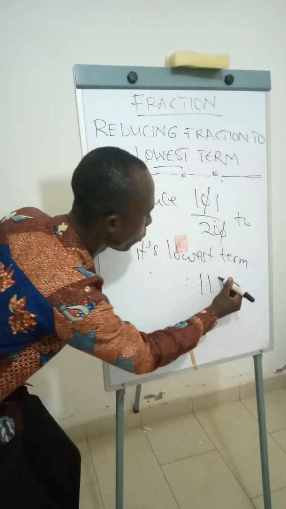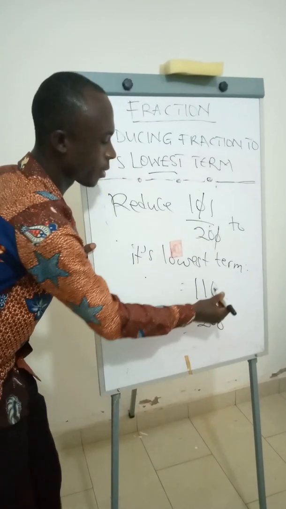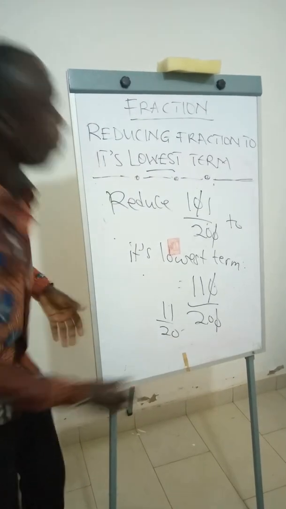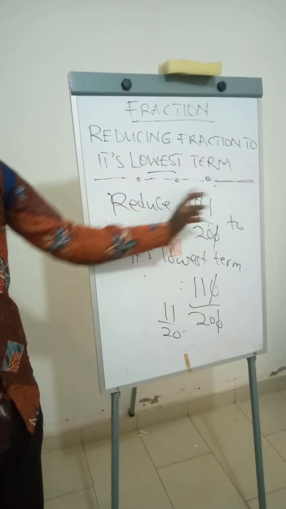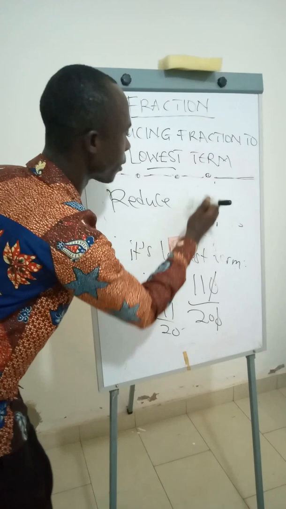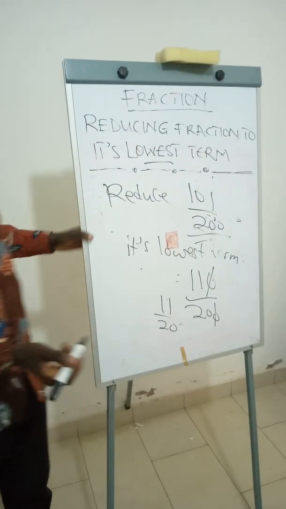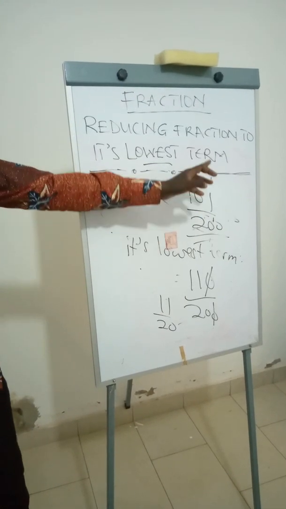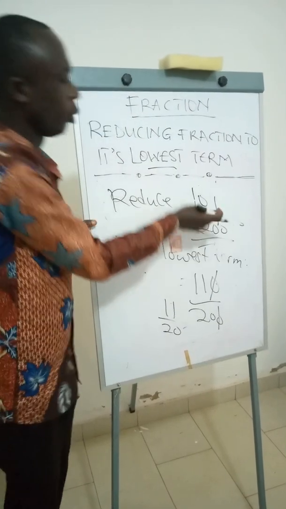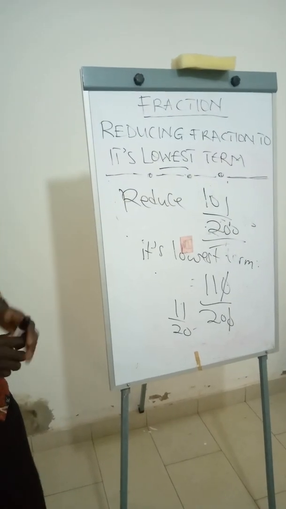But if the question were 110 over 200, you would just cancel the 0 at the far end and we are getting 11 over 20. But because this 0 is in between the digits, there is no need to cancel. So it's 101 over 200. That's the final answer, because no number is divisible by both. Even though we know that 2 goes into 200, 100, 2 can't go into 101. So it's 101 over 200.